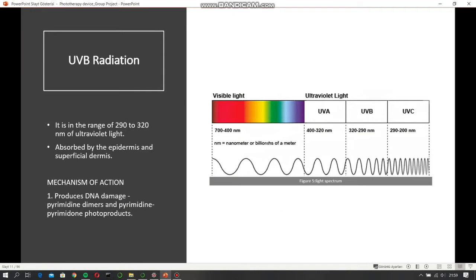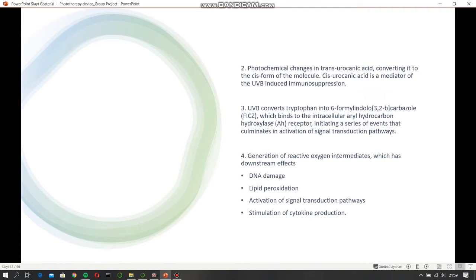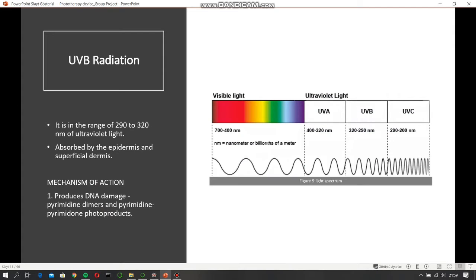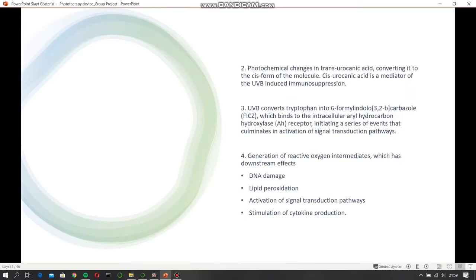Part of the mechanism is the generation of reactive oxygen intermediates, which have downstream effects. It means ultraviolet radiation generally has downstream effects of DNA damage, lipid peroxidation, activation of signal transduction pathways, and stimulation of cytokine production.